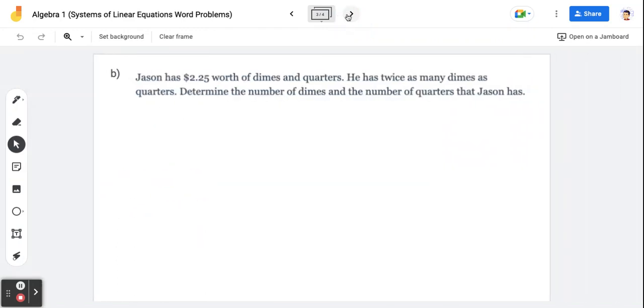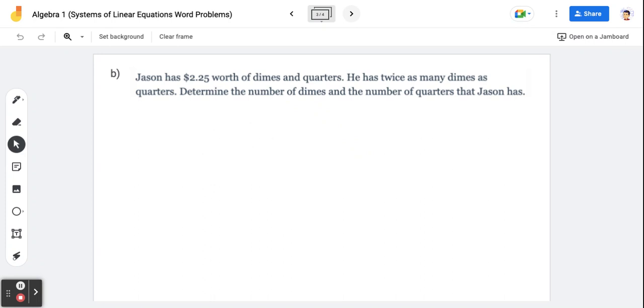All right, second example, the coins and dollars type of example. This has come up on Regents exams before. Jason has $2.25 worth of dimes and quarters. He has twice as many dimes as quarters. Determine the number of dimes and the number of quarters that Jason has. Okay, so these take a little bit of thinking.